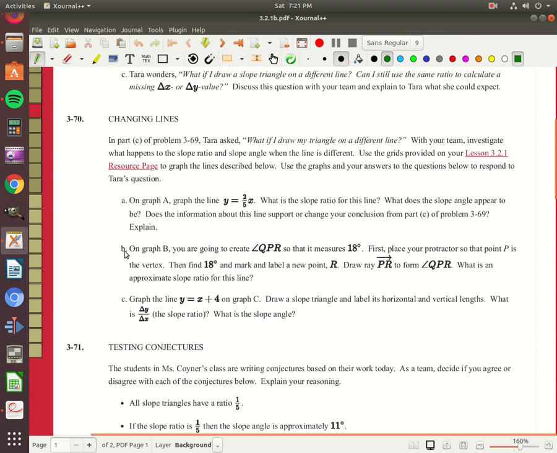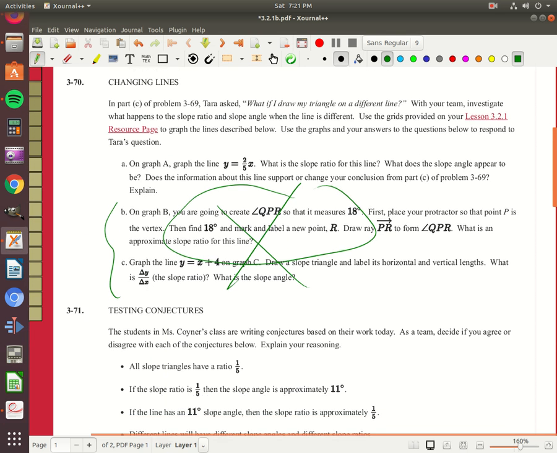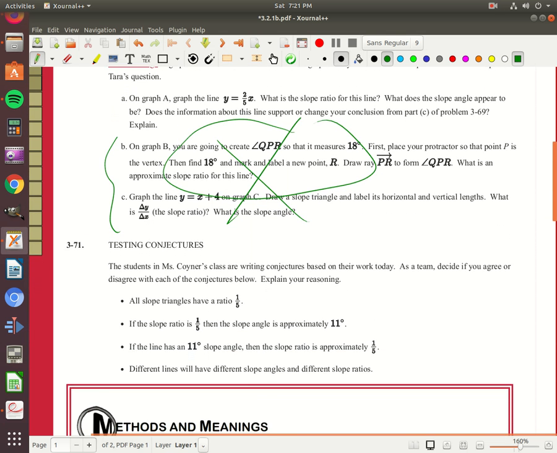In 3-70 B and C, using a protractor would just not be really practical. What we're going to see is they always have the same ratio.